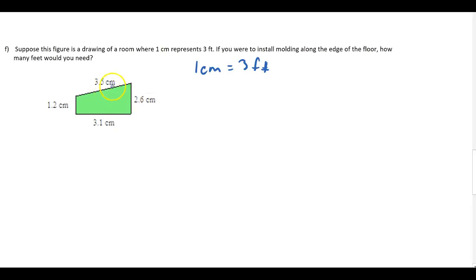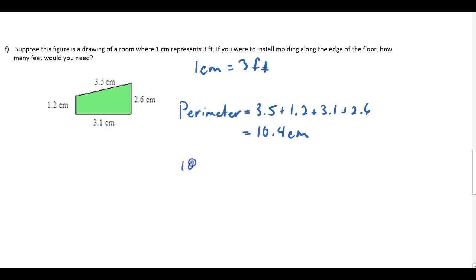You could go ahead and convert each of these into feet. Probably the easiest thing, since I want the perimeter, remember that perimeter means to add up all the sides. So I'm going to take 3.5 plus 1.2 plus 3.1 plus 2.6, and that's going to give me 10.4 centimeters is my perimeter.